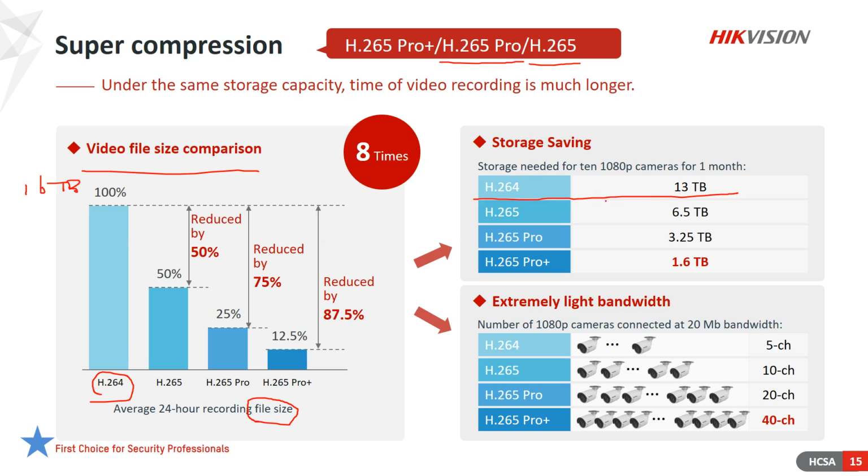Take this for example. If we are going to record from ten 2-megapixel cameras for 1 month, if we use H.264, it's going to occupy 13 TB. But if we use H.265, it's going to occupy 6.5 TB. And Pro is 3.25 TB. Pro Plus is only 1.6 TB. So it's going to help you save a lot of HDD capacity.